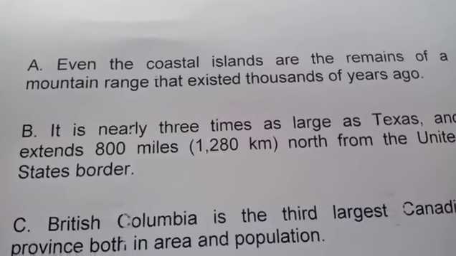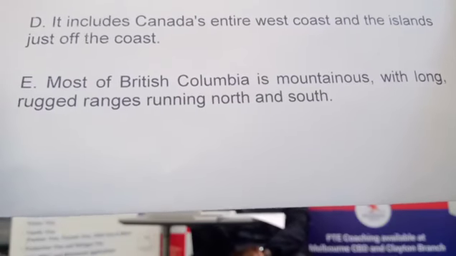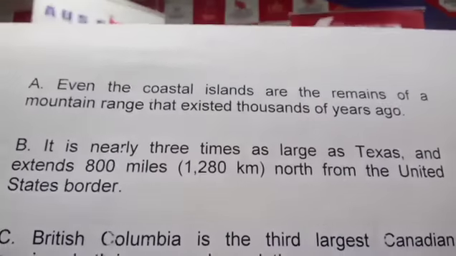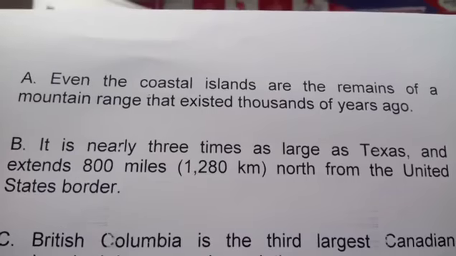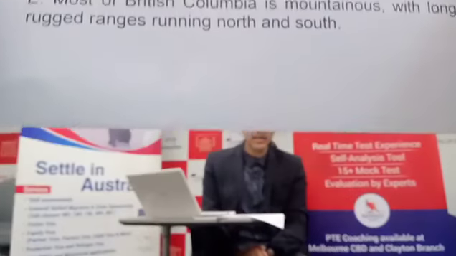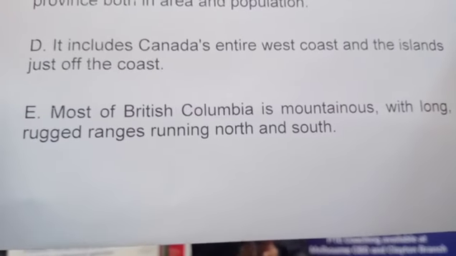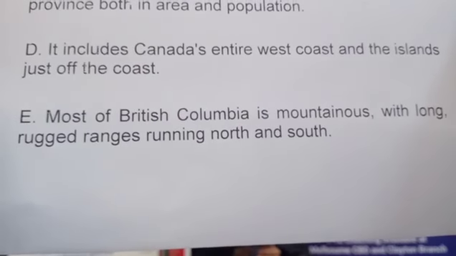In E we have, most of British Columbia is mountainous with long rugged ranges running north and south. And in A we have, even the coastal islands are the remains of a mountain range that existed thousands of years ago. So will we have E or will we have A? Here we will have E first and then A. Why? Because E is giving the description of the mountainous region. E states that most of British Columbia is mountainous with long rugged ranges running north and south.